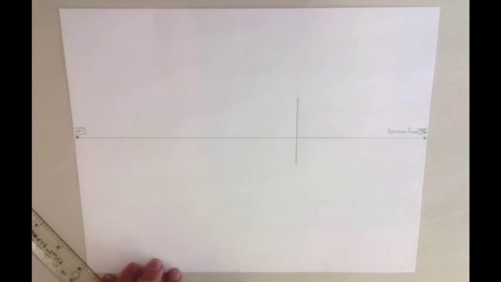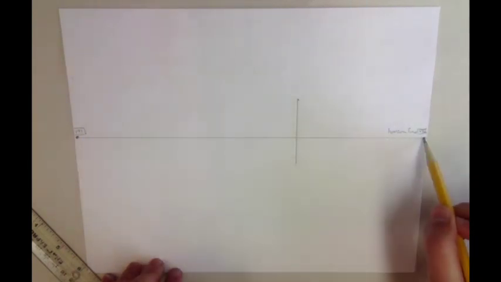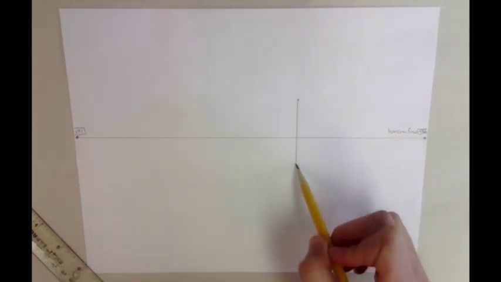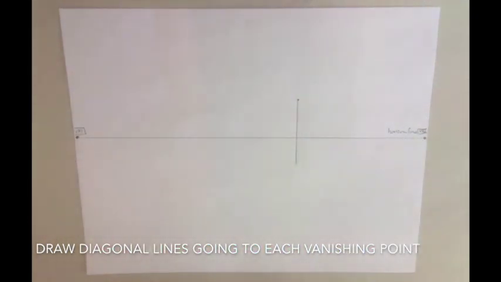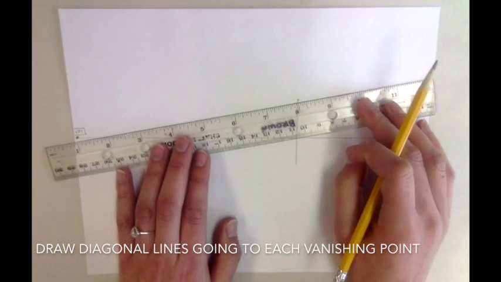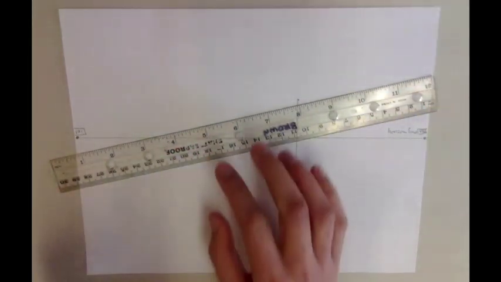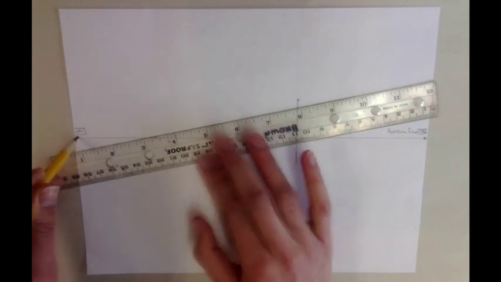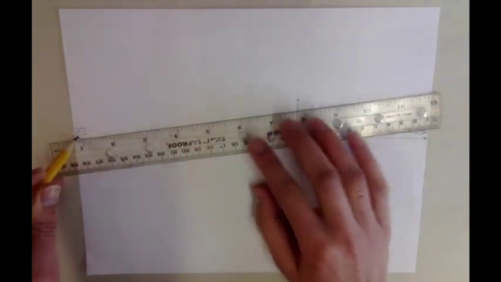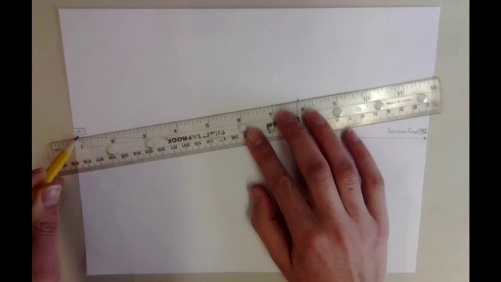Step 2 is that you draw 2 lines that go from the top of your vertical line to both vanishing points, and the bottom of the vertical line, you draw 2 lines also going to both vanishing points. I'll start with the top. What I like to do is mark my vanishing point with my pencil and place that there, hit the ruler against it, and then pivot the ruler up to the vanishing point.